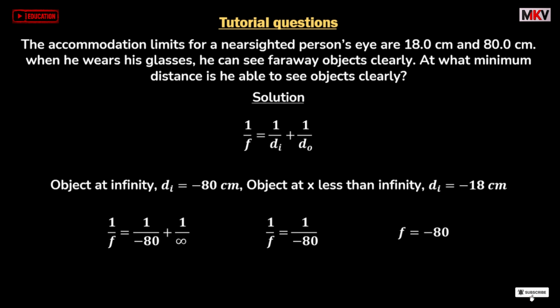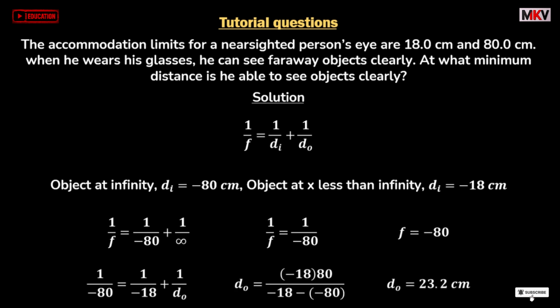So now we know the focal point from the first scenario. So we can use the focal point plus the second scenario to find the minimum object distance. So our focal point is minus 80 and the image distance is minus 18 centimeters. So we're looking for d naught.